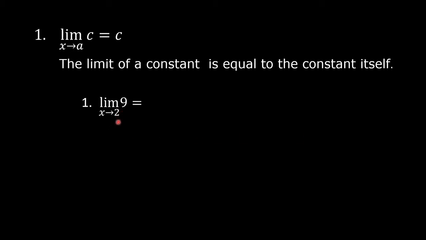Example number 1. The limit of 9 as x approaches 2. 9 is a constant, so the answer is 9. Example number 2. The limit of 9 as x approaches 5. 9 is a constant, so the answer is 9. It doesn't matter whether x is approaching 2 or x is approaching 5. Example number 3. The limit of 25 as x approaches 7. 25 is a constant, so the answer is 25.